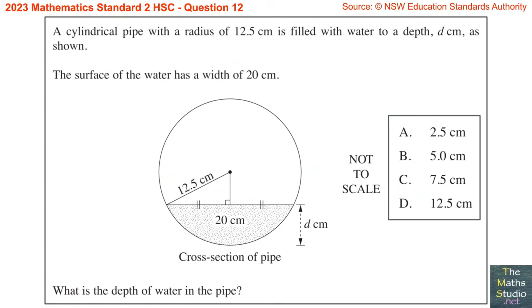Question 12. A cylindrical pipe with a radius of 12.5 centimetres is filled with water to a depth, d centimetres, as shown. The surface of the water has a width of 20 centimetres. What is the depth of water in the pipe?